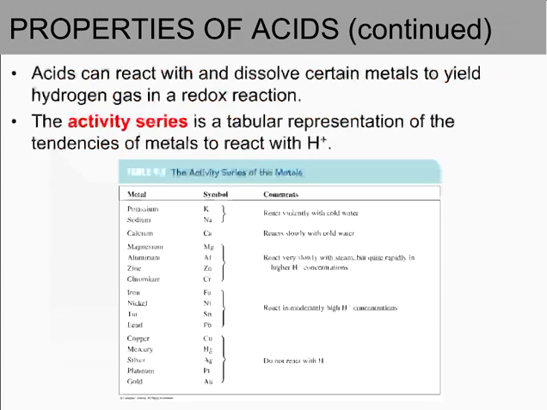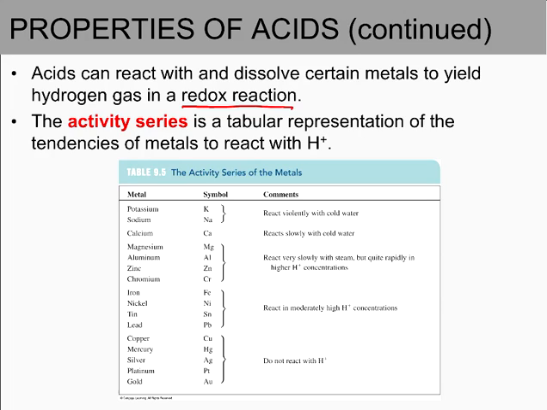Now, acids can also react with certain metals and dissolve them. And they end up forming hydrogen gas in, remember, a redox reaction. So there's a transfer of electrons that occurs, and down below is a table showing different types of metals. Now this is called the activity series of the metals. So this is showing relatively how well certain metals react with acid.